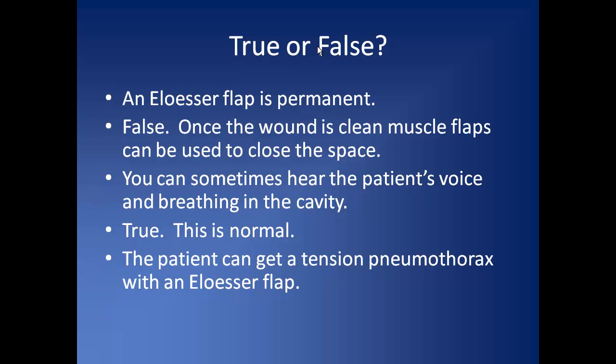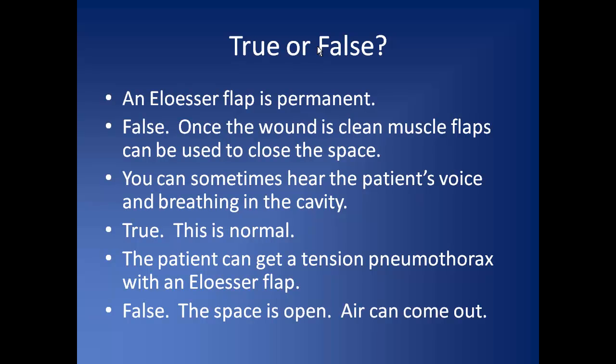Last one. The patient can get a tension pneumothorax with an Eloesser flap. Trues? Falses? Yes, okay? So the space is open. Air can come out of there. And when we do an Eloesser flap, that is a definitive procedure for the infection. So there are many patients who've had it that we've gotten called and they say, oh my God, he has an empyema. Yeah, we know that. That's why we did the Eloesser flap. So it'll heal. It's okay. Don't worry about it.